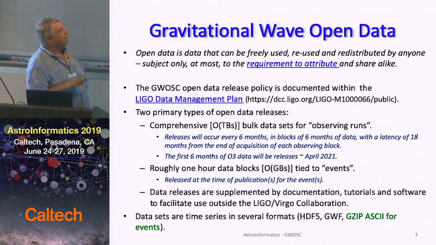Primarily, though, there's two types of data that we release. We release what we call bulk data, but it's the comprehensive data associated with the full observing run. That has a release schedule that is in blocks of 6 months of data with a latency of 18 months of data from the end of the acquisition of that observing block. That's the way it stands now. Hopefully that will change in the future.